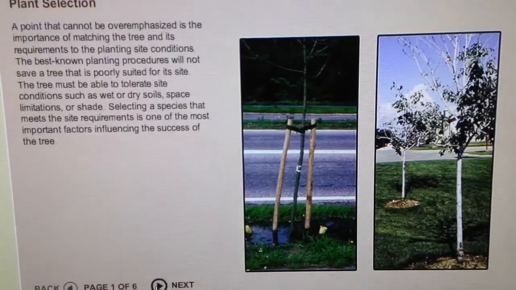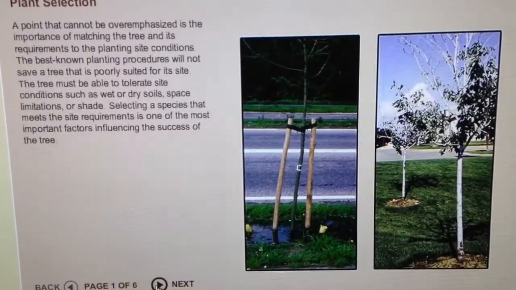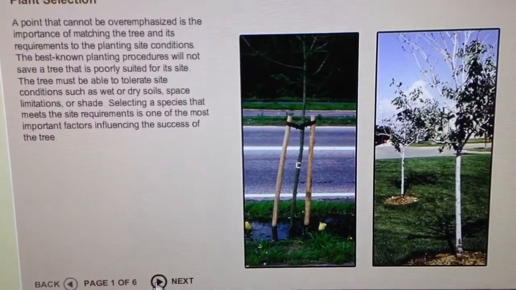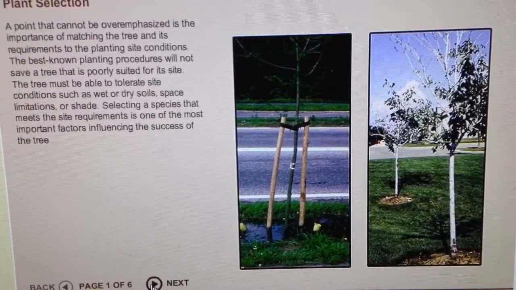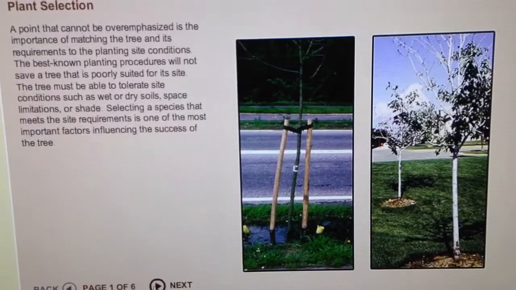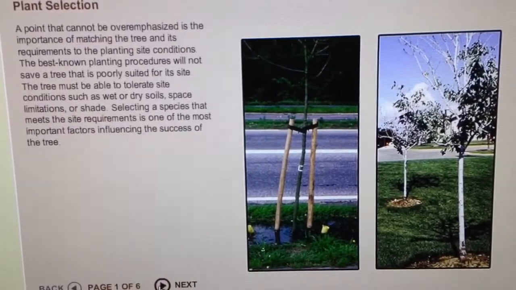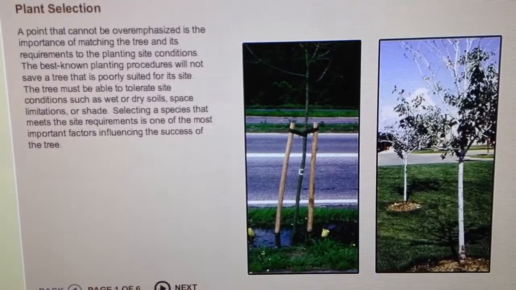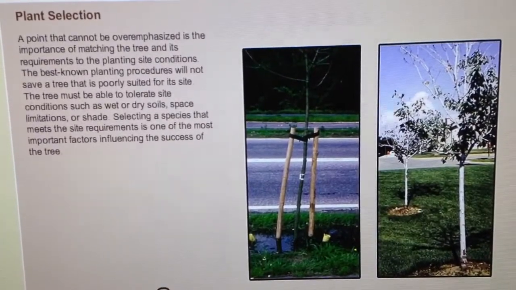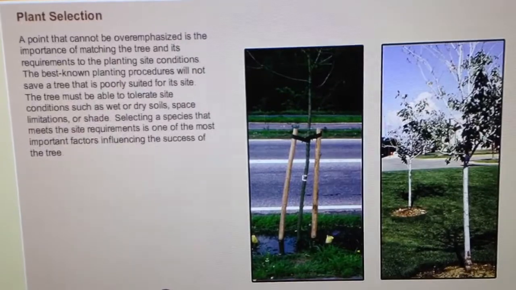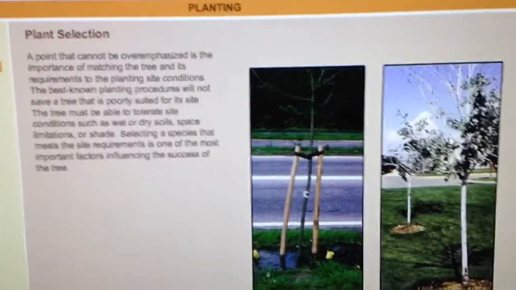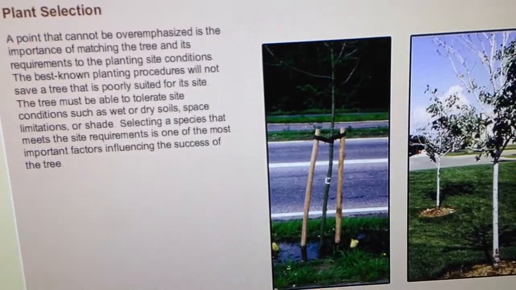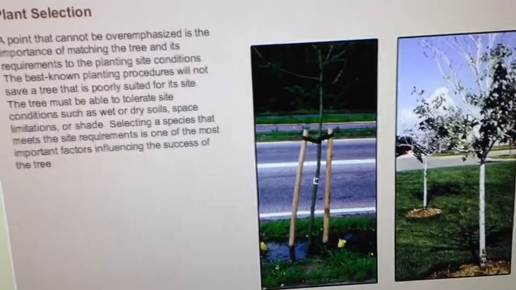A point that cannot be overemphasized is the importance of matching the tree and its requirements to the planting site conditions. The best-known planting procedures will not save a tree that is poorly suited for its site. The tree must be able to tolerate site conditions such as wet or dry soils, space limitations, or shade. Selecting a species that meets the site requirements is one of the most important factors influencing the success of the tree.